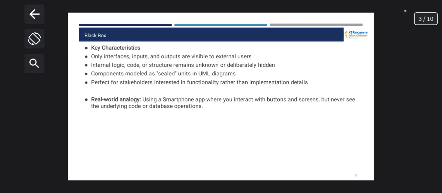implemented. A real world example is a smartphone application. You tap buttons, swipe screens, and get results, but you never see the underlying code, servers or databases working behind the scenes. You just know what the app does. So this is known as black box testing. Remember, black box equals focus on behavior, not the internal workings.